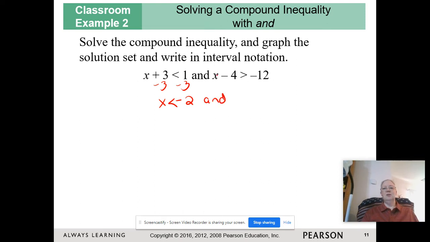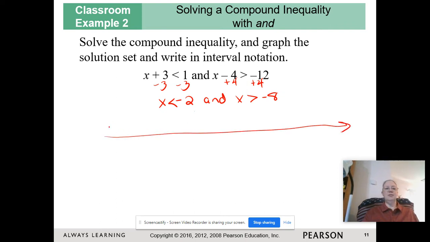And we're going to solve this one. So we're going to add 4. X is greater than negative 8. Okay, so I'm going to graph this on a number line.